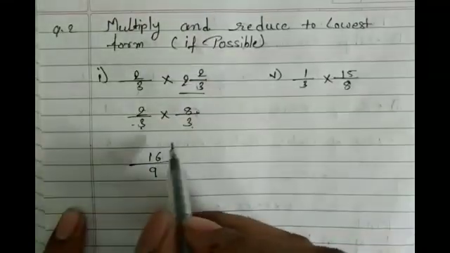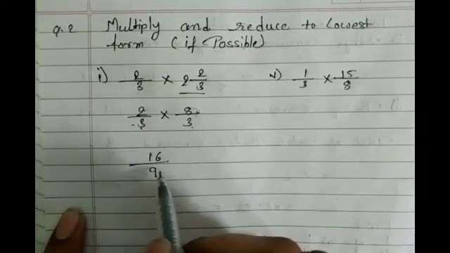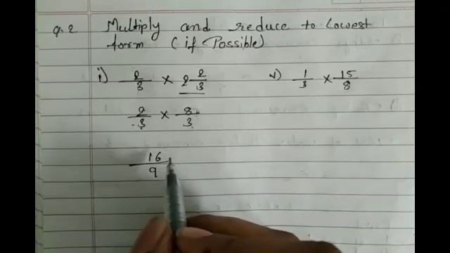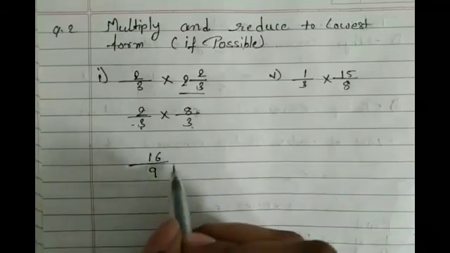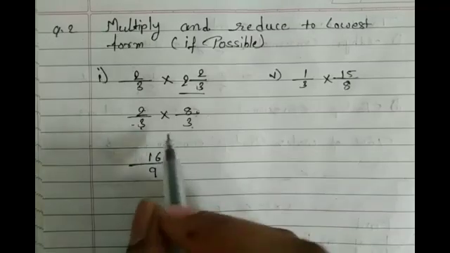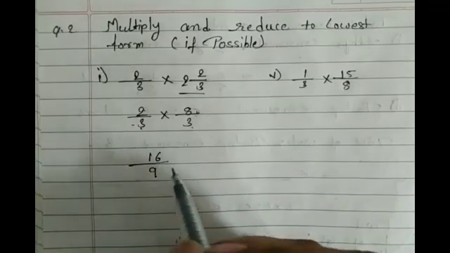Now it is not possible to cut both numbers with the same number because there is no common factor between them. So it is already in the simplest form. So our answer is 16 upon 9.